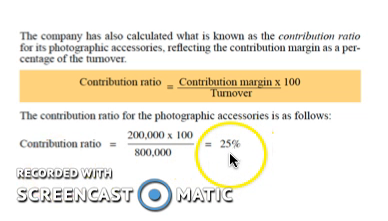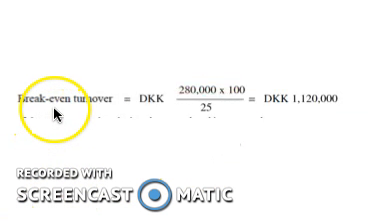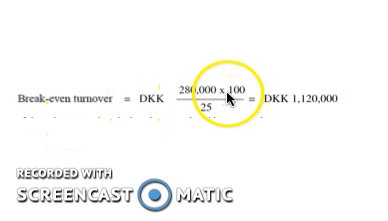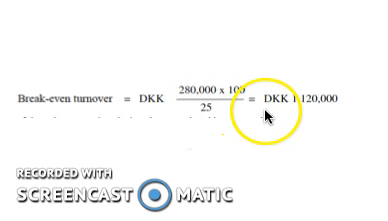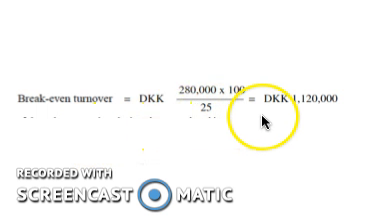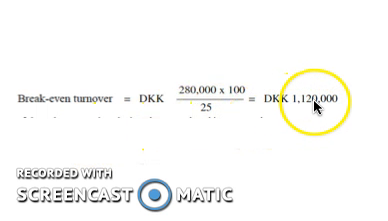A contribution ratio of 25% means that each time the company sells one of its accessories for, let's say, 100 kroner, the contribution margin achieved is 25 kroner. In order to calculate the break-even turnover, we say 280,000 multiplied by 100 divided by 25. Then we see that in order to reach the break-even turnover, we need to have a turnover of 1,120,000.